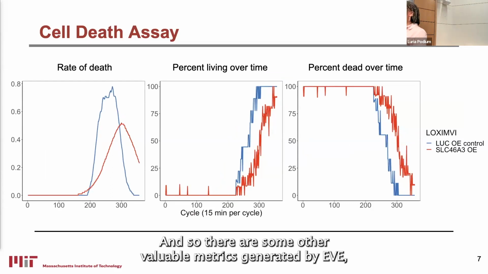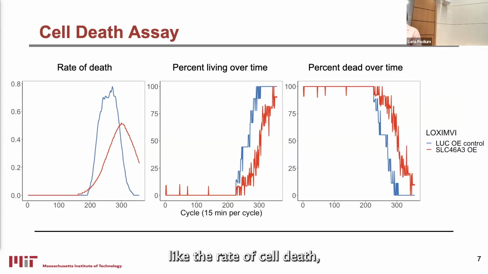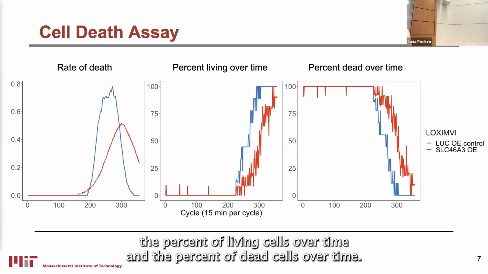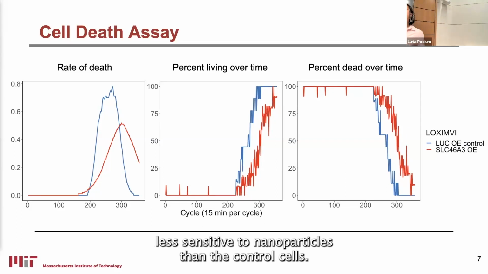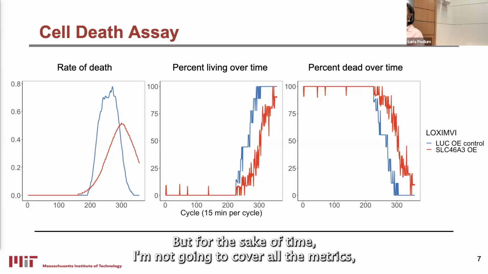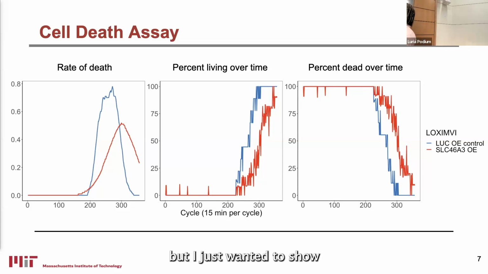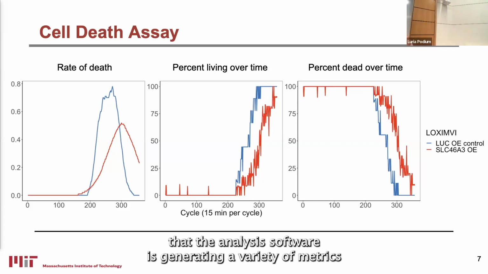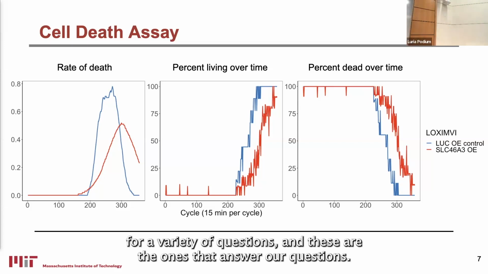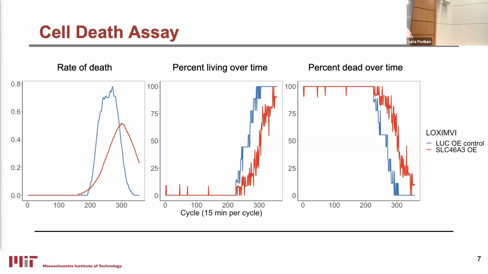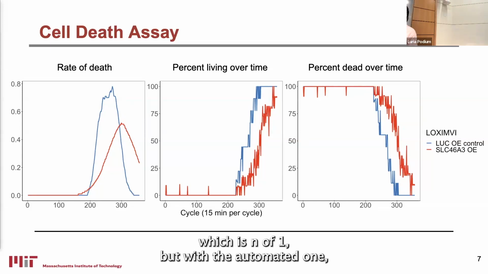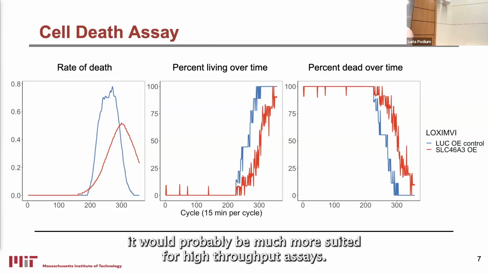So there are some other valuable metrics generated by EVE, like the rate of cell death, the percent of living cells over time, and the percent of dead cells over time. And we still see the same trend hold true that SLC is somehow less sensitive to nanoparticles than the control cells. But for the sake of time, I'm not going to cover all the metrics, but I just wanted to show that the analysis software is generating a variety of metrics for a variety of questions. And these are the ones that answer our questions. And it's important, again, to keep in mind that this is just with the manual microscope, which is N=1. But with the automated one, it would probably be much more suited for high throughput assays.